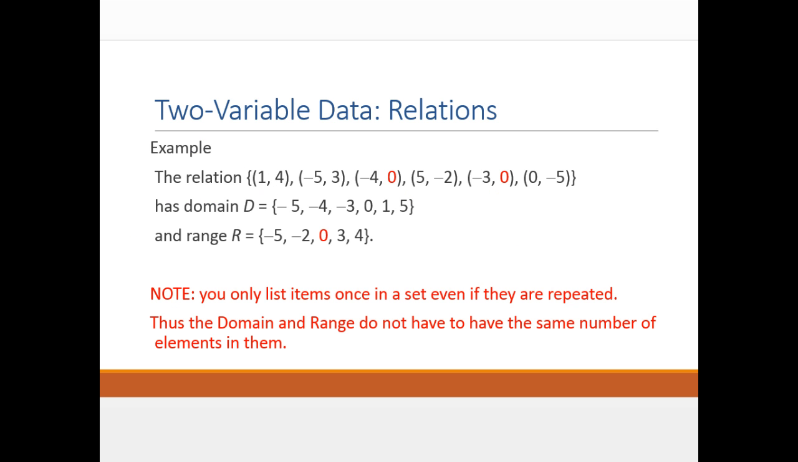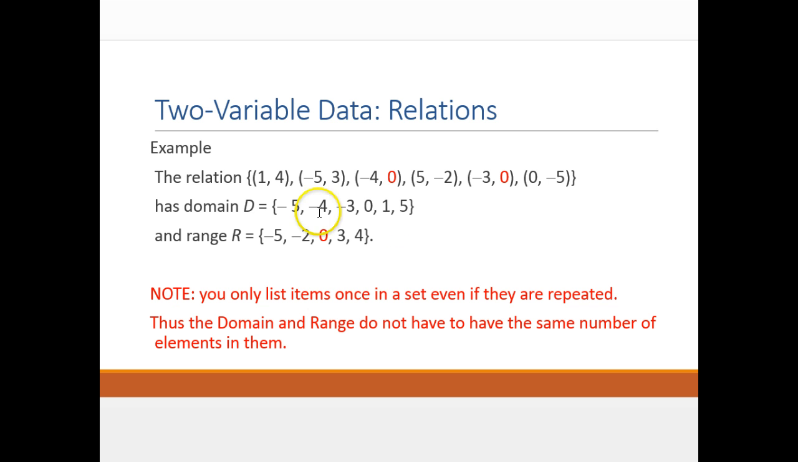A simple example would be a set of points. So if I look at the relation, a set is usually denoted by squiggly brackets. So I have the squiggly brackets and a list of points. This is a data set. I have the point 1, 4, the point negative 5, 3, the point negative 4, 0, the point 5, negative 2, the point negative 3, 0, and the point 0, negative 5.